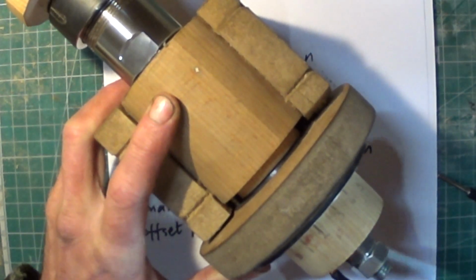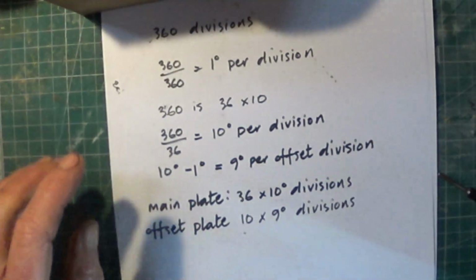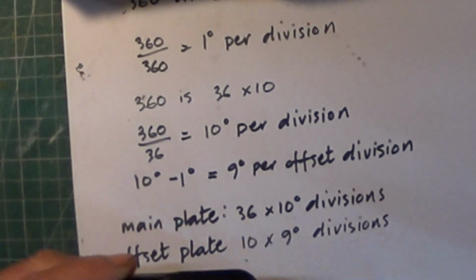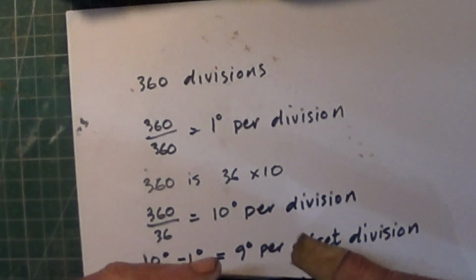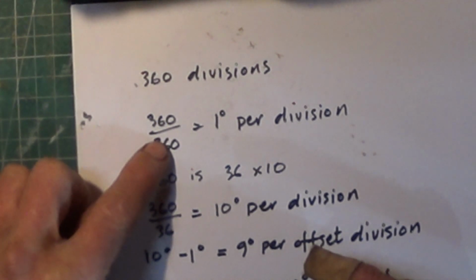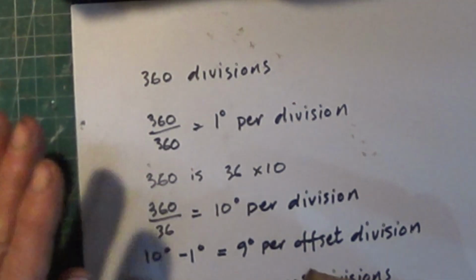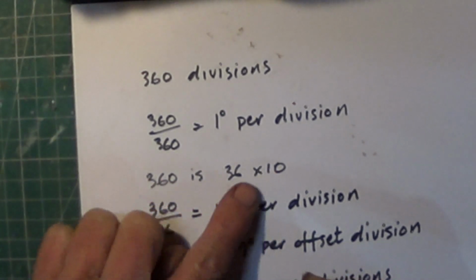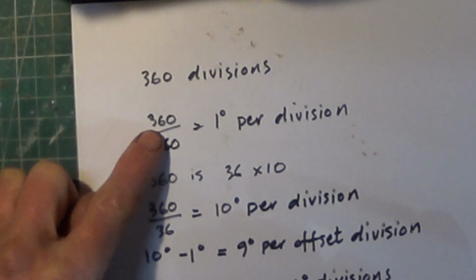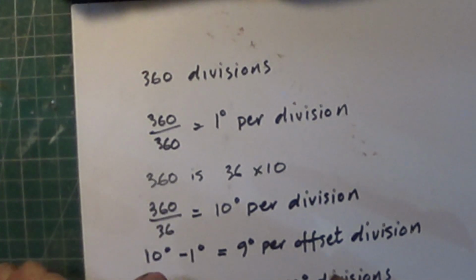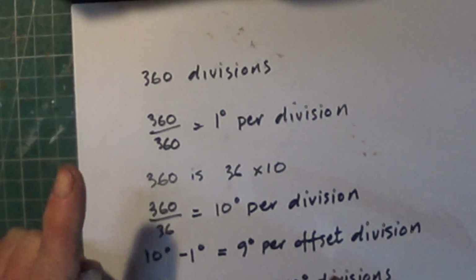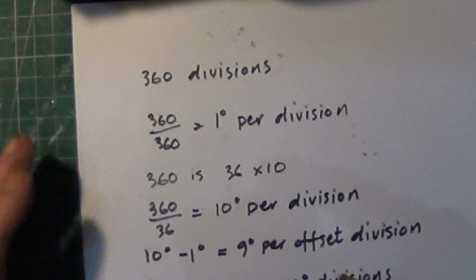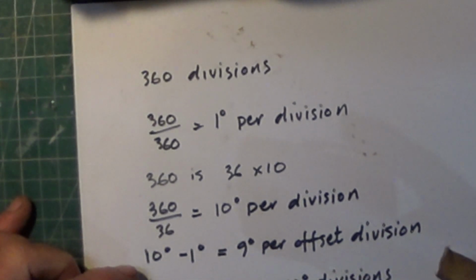Right, how that works is like this. 360 degrees over 360 divisions is 1 degree per division. That's what we're looking for. And some bright spark noticed that 36 times 10 is 360. So by having a 36 division plate and then 10 offsets, you can create 360 divisions in a very compact format.